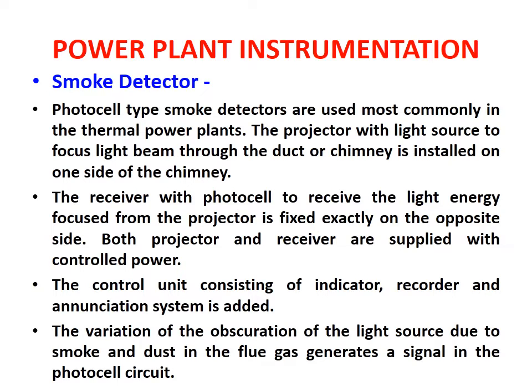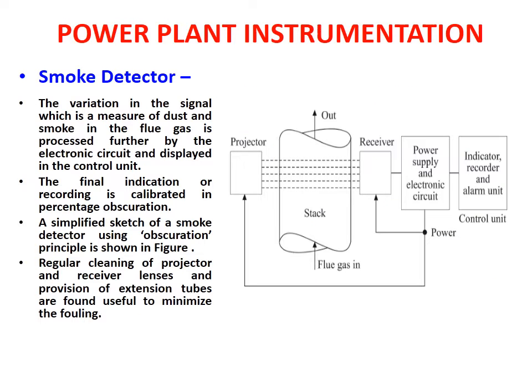So what will happen is, the projector and receiver are in continuous operation, so the receiver will receive the signal from that chimney or duct, and with the color code we can analyze the amount of smoke or dust in the flue gas. Then going to the next slide, this is the diagram which shows how the projector and receiver work in order to measure the smoke in the flue gas.